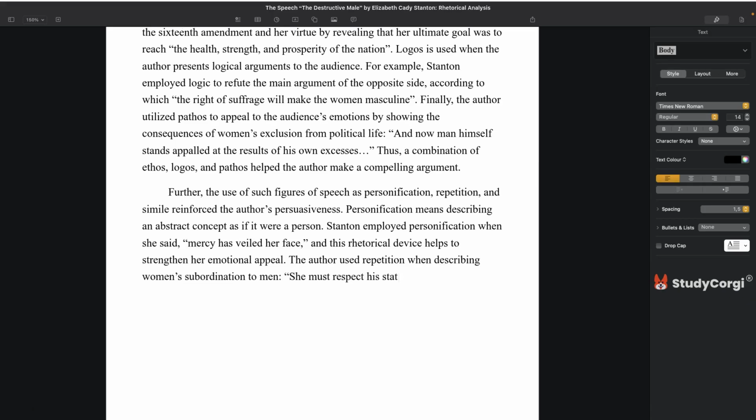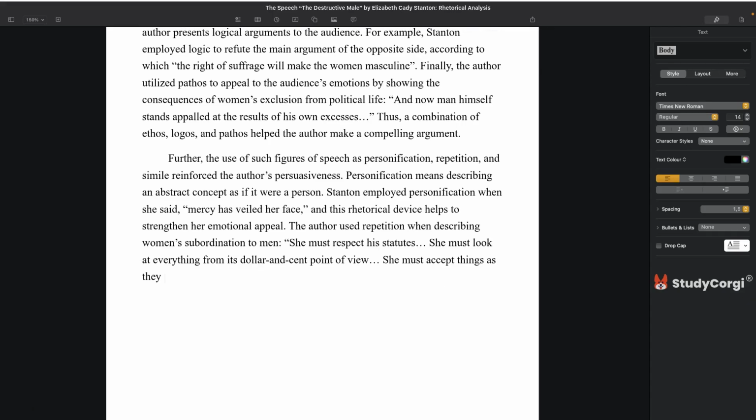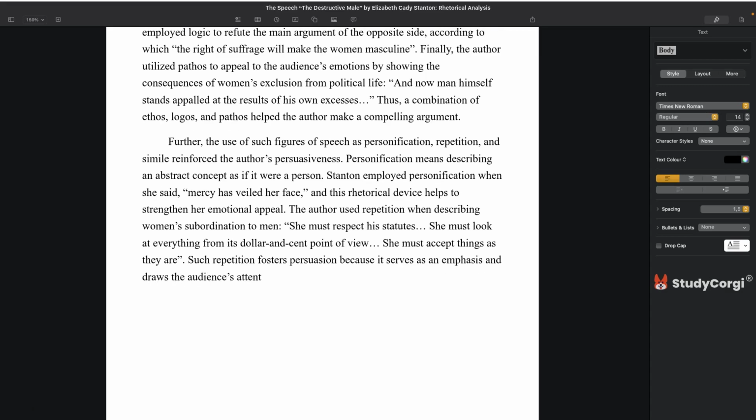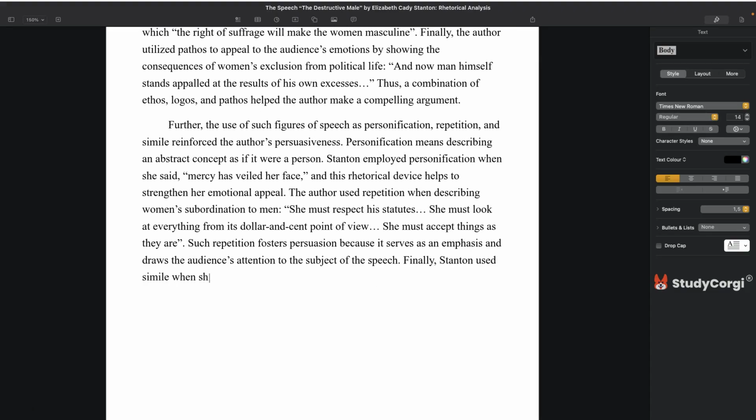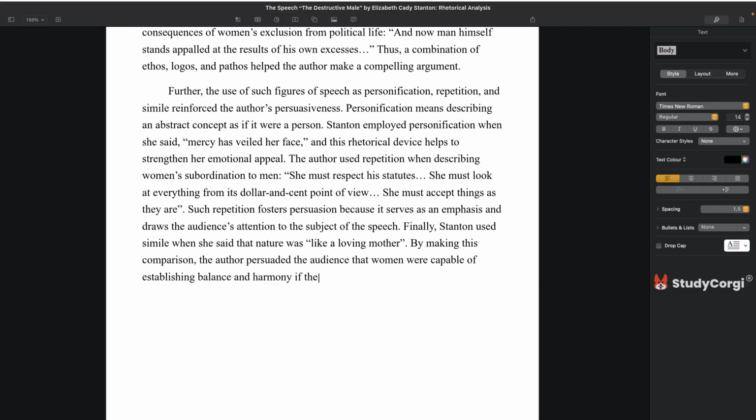She must respect his statutes. She must look at everything from its dollar-and-cent point of view. She must accept things as they are. Such repetition fosters persuasion because it serves as an emphasis and draws the audience's attention to the subject of the speech. Finally, Stanton used simile when she said that nature was like a loving mother. By making this comparison, the author persuaded the audience that women were capable of establishing balance and harmony if they were permitted to participate in political life.